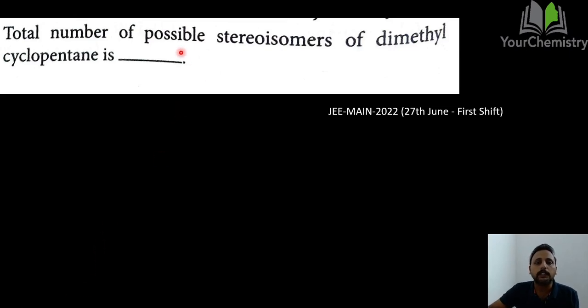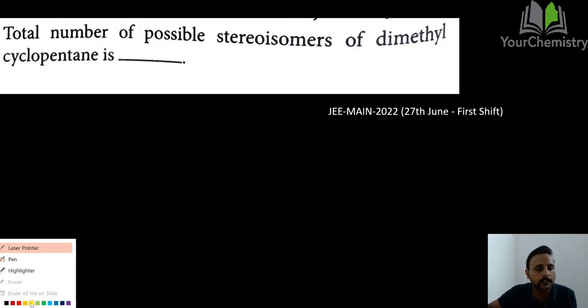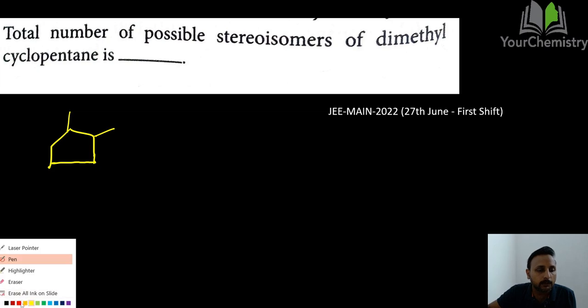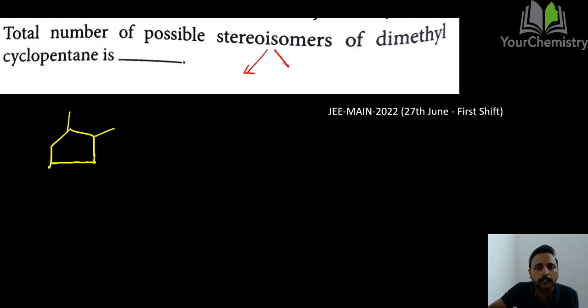The total possible stereoisomers of dimethyl cyclopentane. The possible stereoisomers of dimethyl cyclopentane we need to identify. So basically this is cyclopentane, right? This is cyclopentane, and it is connected with the two methyl groups. So I'm just putting one CH3 here, one CH3. What are the different possible stereoisomers? What are basically stereoisomers they are asking here? What are the possible optical and geometrical possibilities?